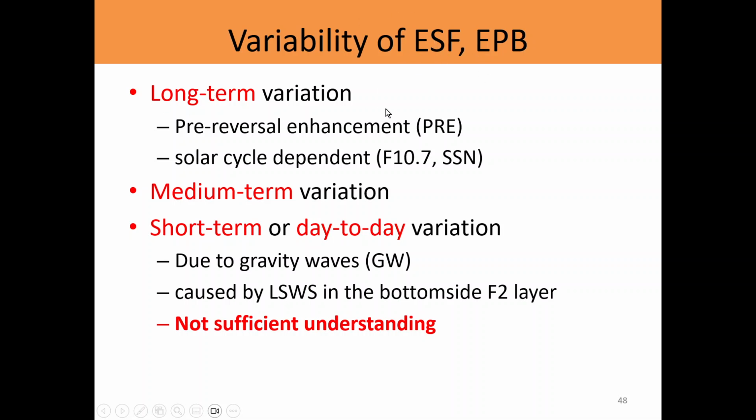how do they vary? Well, you can have long-term variation depending on solar cycle, F10.7, sunspot number. You can have more medium-term variation, which might be more like monthly. You can have short-term day-to-day variation as well. And there is not sufficient understanding, so it's not so easy to predict.